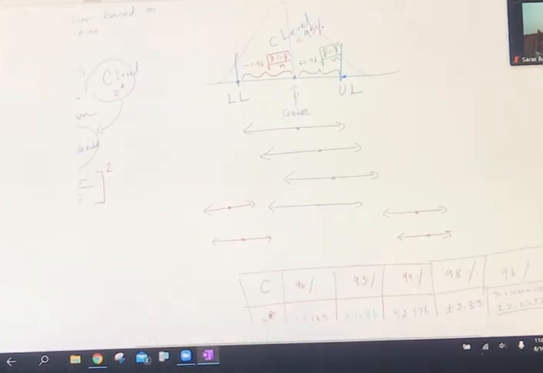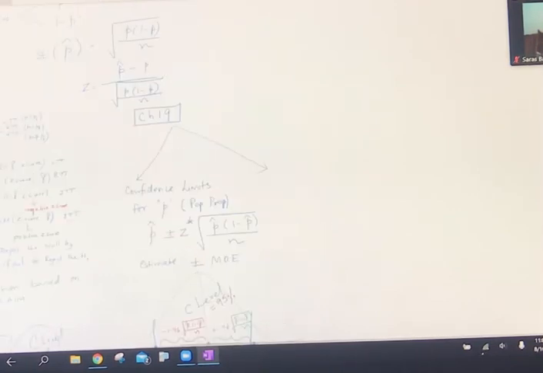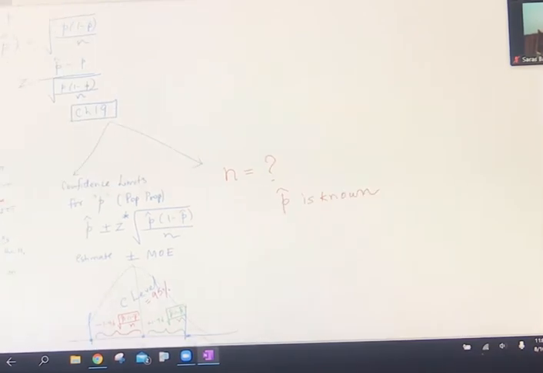So how are we going to find the sample size? The second one is how to get the sample size. All right. So if the sample proportion p hat is known, then we will be using the second component.